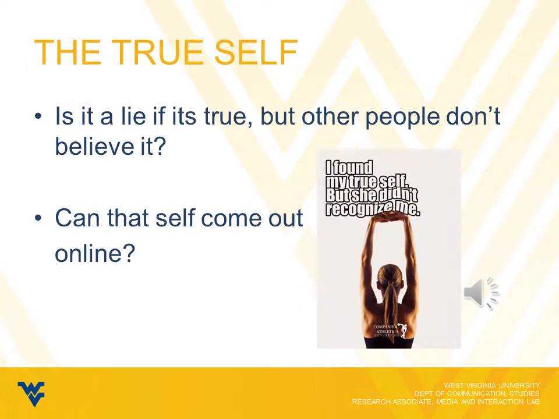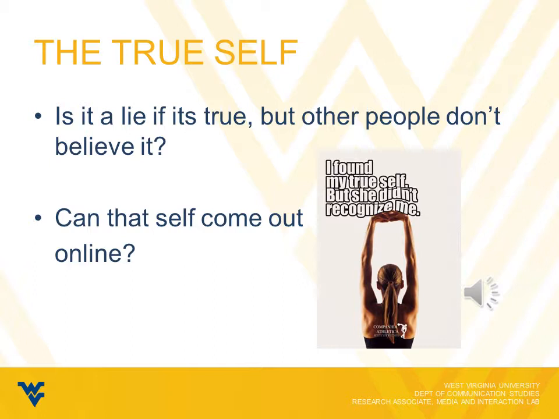Another concept that I think is important to talk about here is this notion of the true self. In some ways, you can see this is the flip side of the foggy mirror. This is one where we might ask whether or not something is a lie if it's true, but other people don't believe it. So, for example, if you know a certain characteristic of yourself, but it doesn't get a chance to show itself when you're with other people, does that make it a lie?